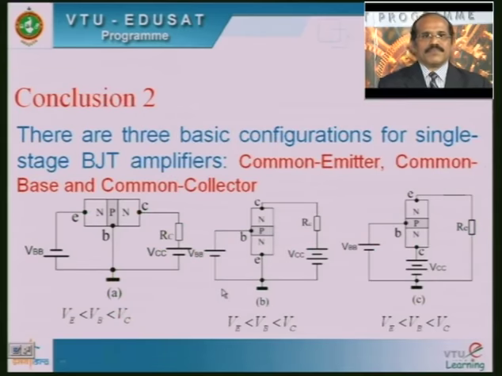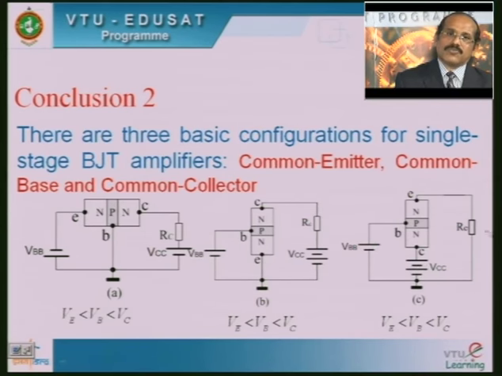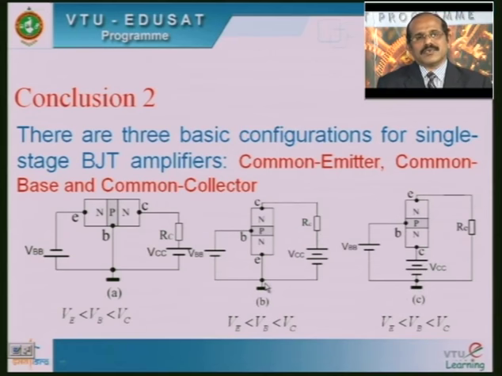This can be equated to IC equal to beta DC into IB. Similarly, we learned about the three basic configurations of a single stage BJT amplifier. As I told you, to fit the BJT into a 2-port network, one terminal has to be made common. If the base is common to both input and output, you get a common base. If the emitter is common to both input and output, it is a common emitter configuration. If the collector is common to both input and output, it gives rise to the common collector configuration.